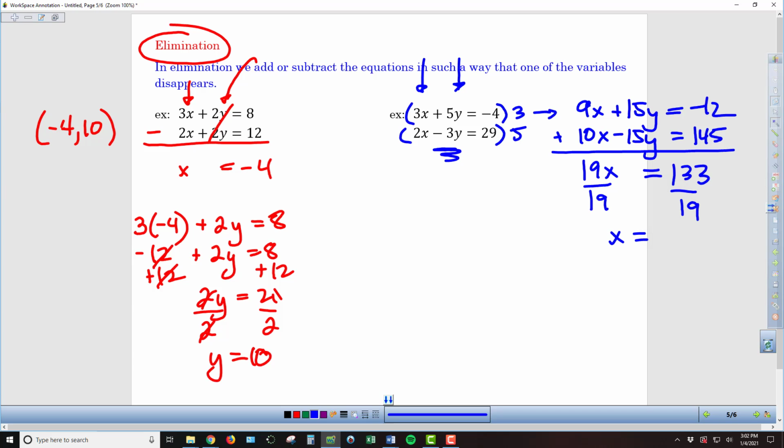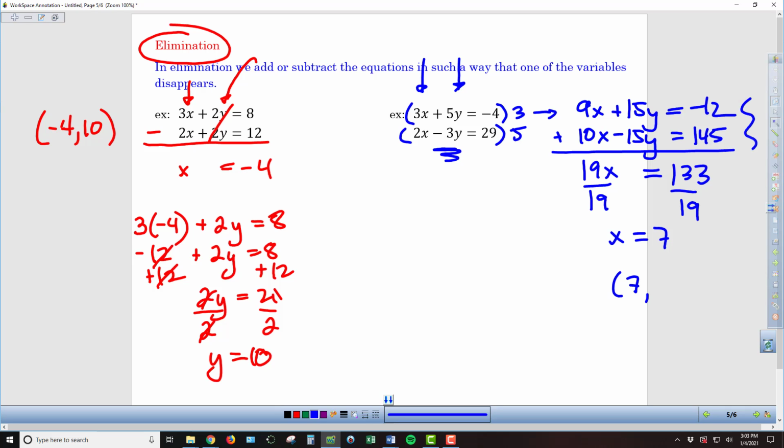And so if we need the aid of a calculator, we can use it. But the answer here is going to be 7. So that's our x-coordinate of our intersection. And so now I've got really 4 different places that I could plug that 7 in to figure out what the y-coordinate is.